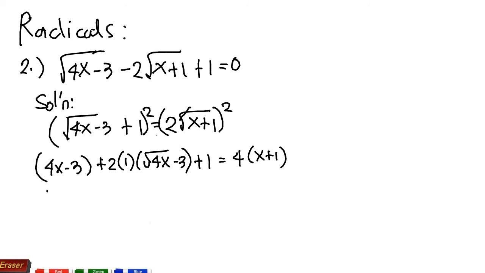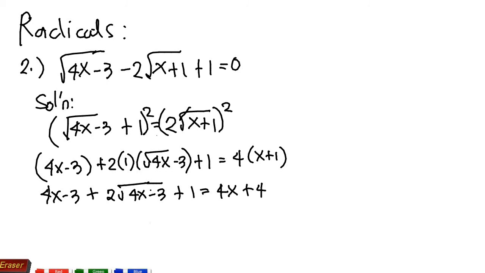Okay, so simplify. So you have 4x minus 3, and that will give us plus 2 square root of 4x minus 3. And then plus 1 is equal to, simplify, 4x plus 4. Then we're going to transpose to the other side the similar terms. So transposing that one, what remains here on the other side is the 2 square root of 4x minus 3. Okay, and then transposing that one, that will give us what? 4x, okay, minus 4x plus 4, then plus 3 minus 1.